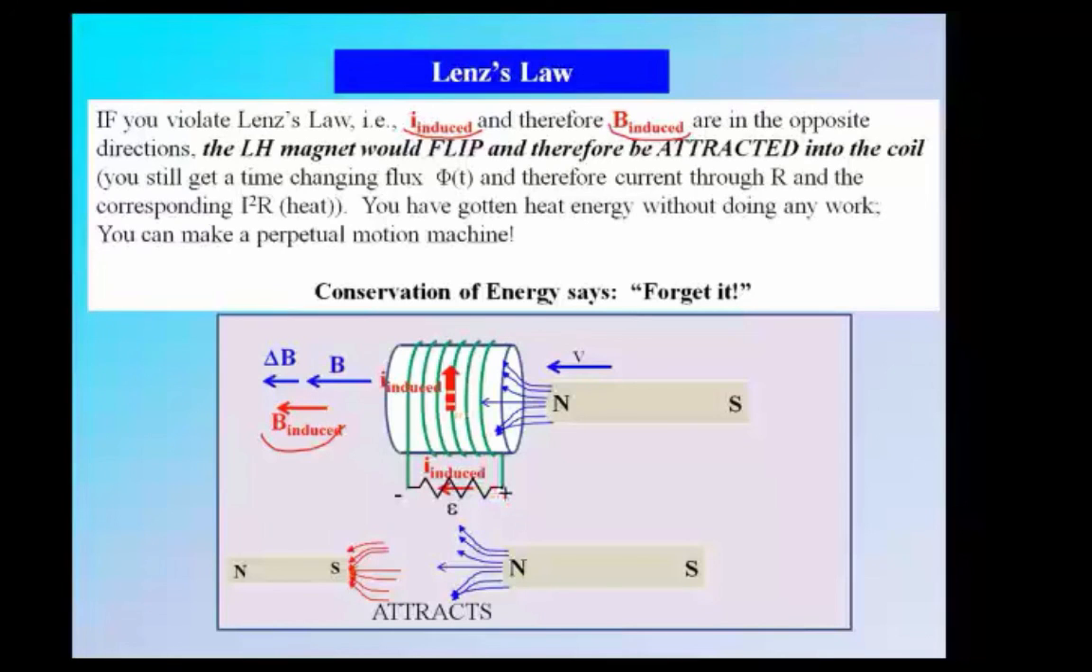Take the direction of B induced and look at what that would look like in terms of bar magnets. It would look like a bar magnet that's oriented this way: a south end here and a north end here. You've got a north and a south, so therefore it would attract. You would still get the heating, so you've generated heat. You have something that is being pushed or pulled into the coil, and so you've gotten heat energy without doing any work. You have just made a perpetual motion machine. Patent it, and you become very rich.